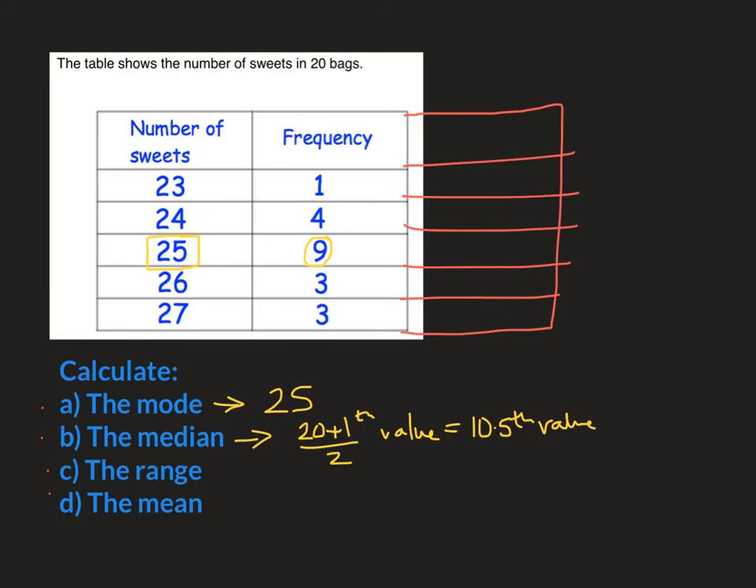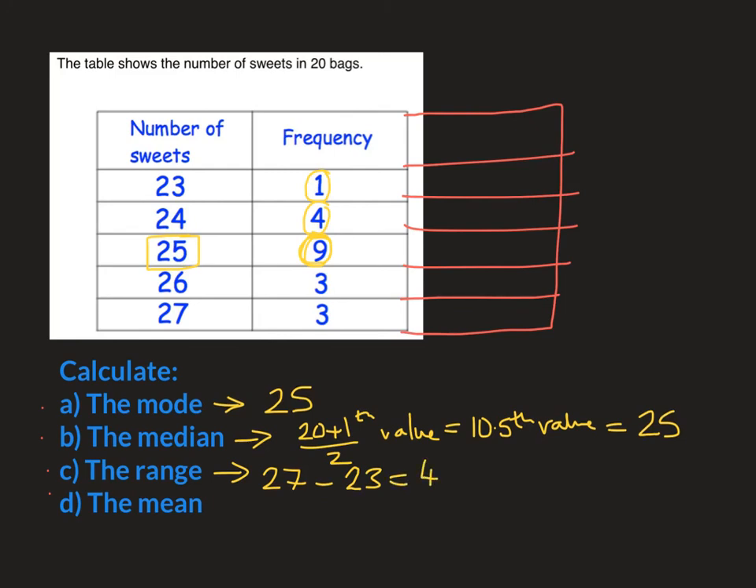So that's value 1. That's going to be values 2, 3, 4, and 5. And then values 6, 7, 8, 9, 10, 11. So the 10th and 11th values are both in here. So again, the median is 25. It's not always going to be the same as the mode, so don't get lulled into that false sense of security. The range, okay, well, the most number of sweets in any bag was 27. The minimum number of sweets in any bag was 23, so the range is 4, oddly enough the same as the last question.